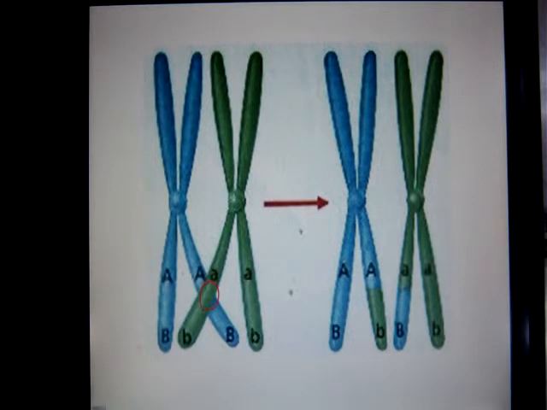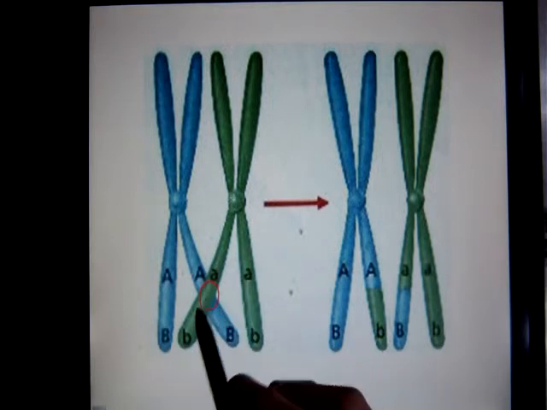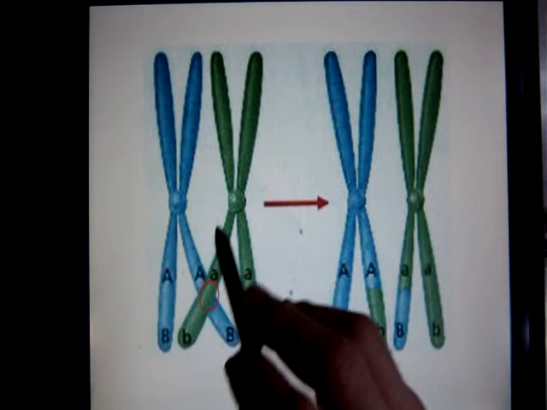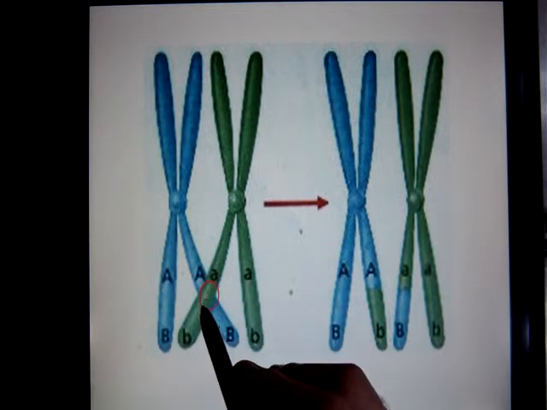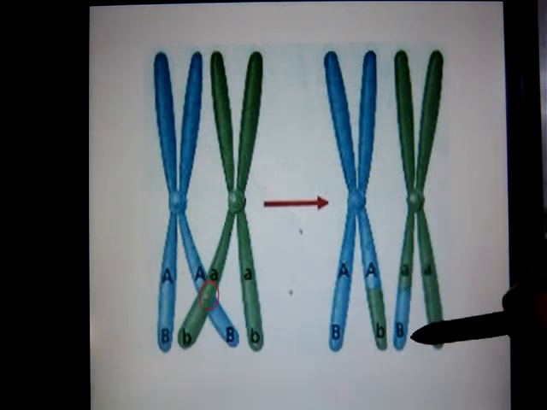Now when that happens, crossing over can occur. Sometimes it doesn't, sometimes it does. It's a pretty random thing. When they do cross over, it's literally what the name suggests. These two inner chromatids cross over, and when they do that, they can actually exchange pieces of DNA.